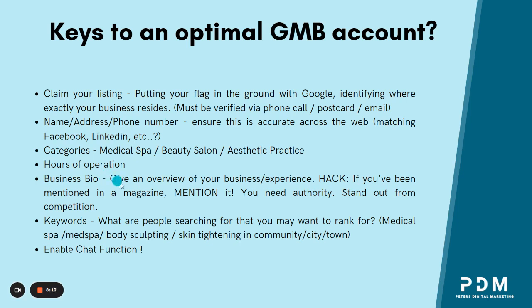Okay, then the next step is your business bio. What you need to do here is give an overview of your business and your experience. And this is just a pro tip that I could give you. If you have been mentioned in a magazine or if you have won an award or something like that, mention it, because what you're looking to do is build authority and stand out from competition. Let's say that you're offering cryoskin. There are probably 2 to 5 other cryoskin providers in your local area. If you're offering the same machines or technologies that your competitors are, you need to make sure to differentiate yourself with the perceived value that someone has. So you need to build authority so people will view you as the go-to expert.